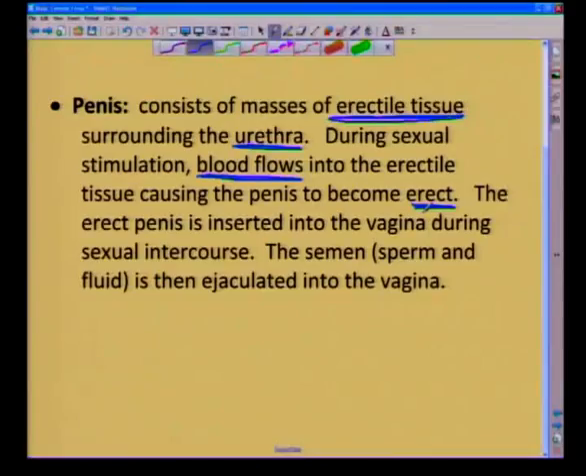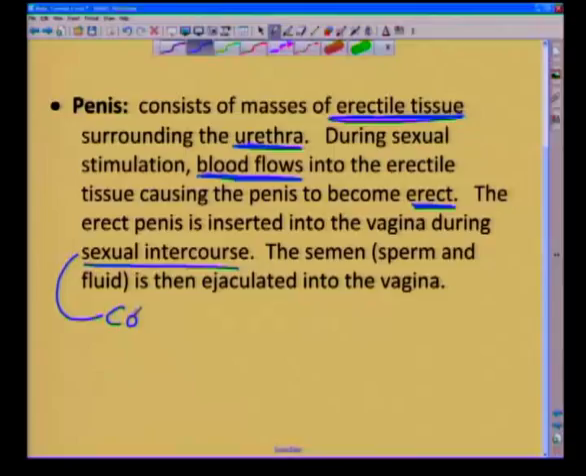All right, into the vagina during sexual intercourse. Sexual intercourse is also called copulation. I'm going to just write it in here for you, in case you get this term in exams, you'll know what it means. Copulation. That is the act of sexual intercourse, copulation.